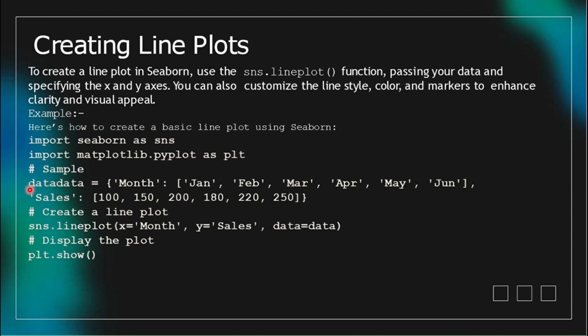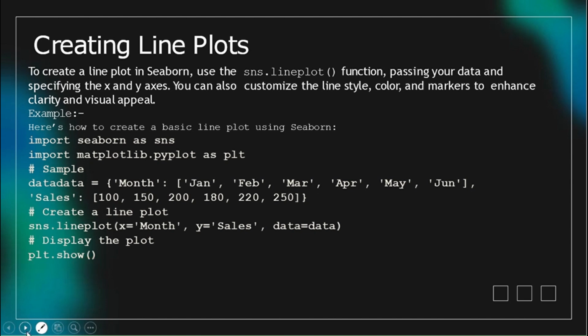Next, we create a simple dataset where we have two variables, months and sales. These represent the sales figures over the first 6 months of the year. Then we use Seaborn's lineplot function, where the x parameter represents the months and the y parameter represents the sales value. The data parameter ties it all together by specifying the dataset to use. Finally, we use the plt.show() function to display the plot.